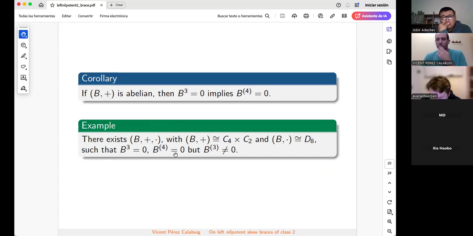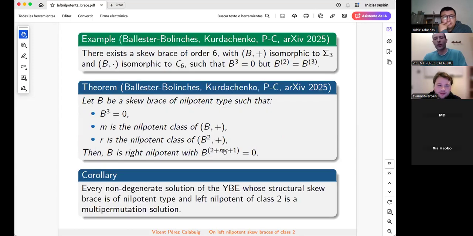My question was actually, is it also effective outside? Because your example here is, well, if b plus is abelian, is it also effective outside of that class? No, exactly. No, this we don't know yet if this is effective or not. We know that at least in our proof, we managed to prove that it is right nilpotent, this term of the right series is 0, but we don't have an example showing that this upper bound is effective.